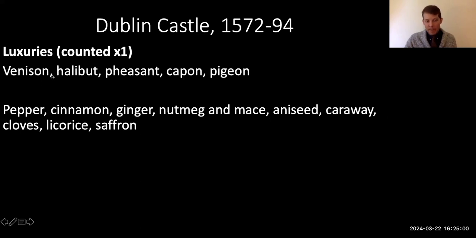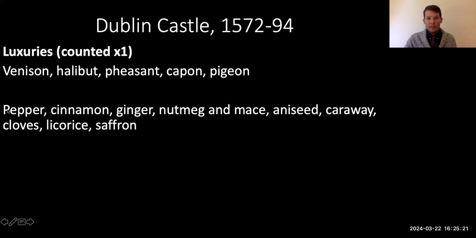At the time, certainly there would have been wild deer in Ireland, but they were often restricted in that there were laws against hunting them. And this was true in many parts of the European continent. Several other game birds as well, particularly pheasant, was considered to be a real luxury.